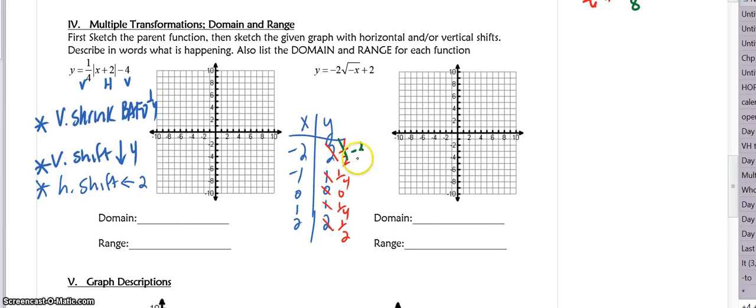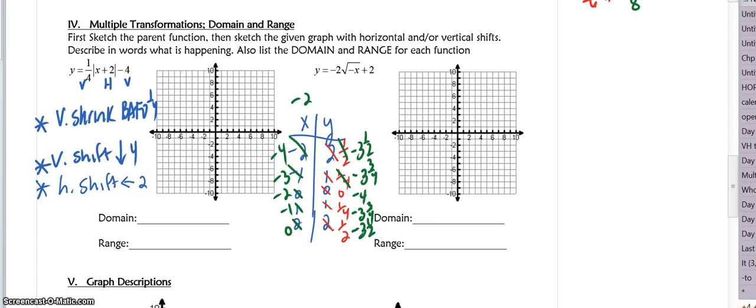1/2 minus 4 is a negative 3.5. 1/4 minus 4 is a negative 3 3/4. This will be a negative 4. And then we have the same values, negative 3 3/4 and negative 3.5. The x's, all I have to do is subtract 2 from them. So it would be a negative 4, negative 3, negative 2, negative 1, and 0. And then you would plot those.